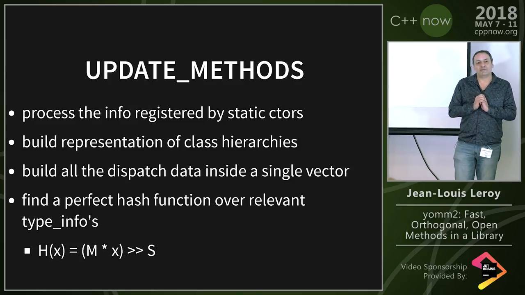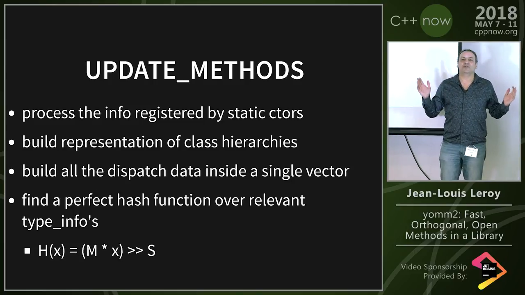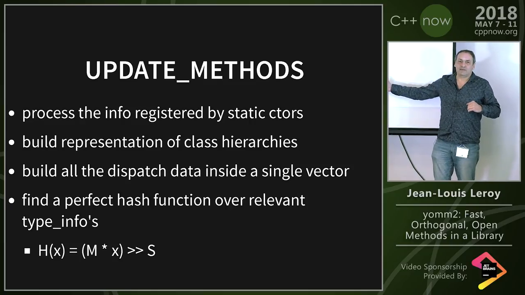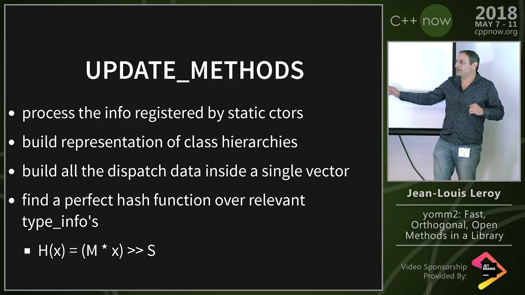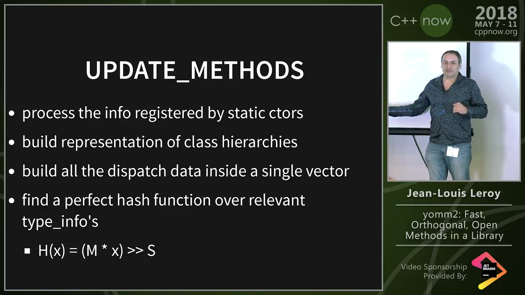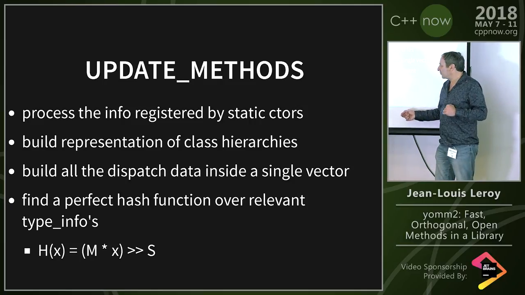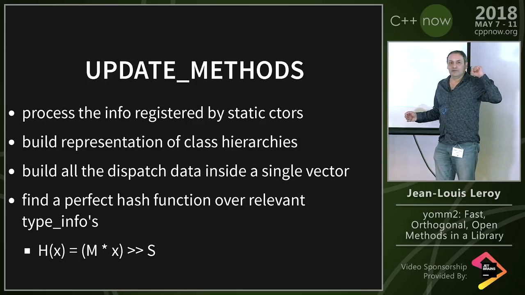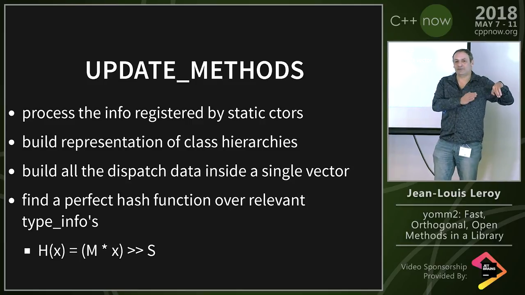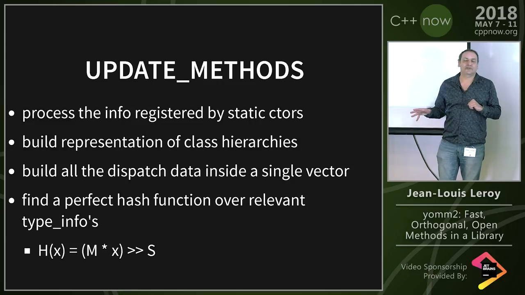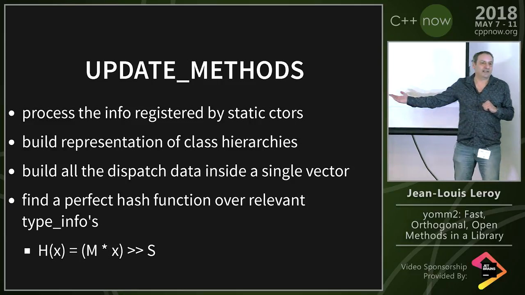Because it is possible to map a set of n arbitrary integers to the range 0 to n. That is not it. Those exist, but they're very hard to find, and the shape of the hash function is more complicated. It contains an if. I don't want an if. What I want is just fetch the address of the type info, which is just before the first virtual function in the virtual function table, and multiply, shift. I don't even want to do an and. And then I have my hash.